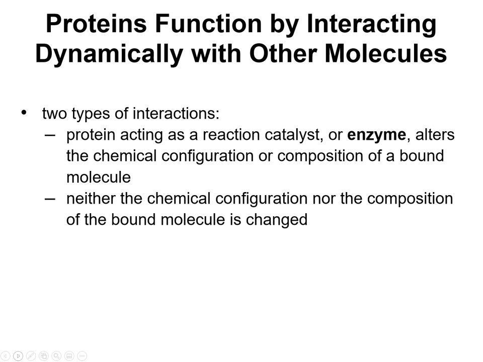The other type of interaction that we're going to be talking about in this chapter is when the chemical configuration and composition are unchanged. We just have a protein binding some kind of molecule, and then maybe that makes some kind of a change in the cell, or maybe that molecule is transported somewhere else and then released. But we're not doing any chemistry.